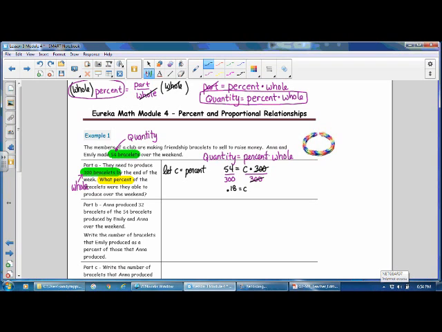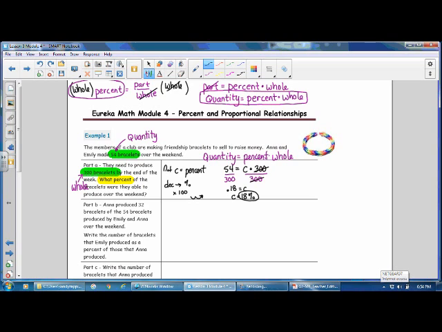Now remember that the problem says what percent, and this is answering as a decimal. So we want to change our decimal to a percent. Remember when you change a decimal to a percent that you are multiplying by 100. Another way to think of that is you are essentially moving your decimal 2 places to the right. So this becomes 18. So C is equal to 18%. What percent of the bracelets were they able to produce over the weekend? 18%.